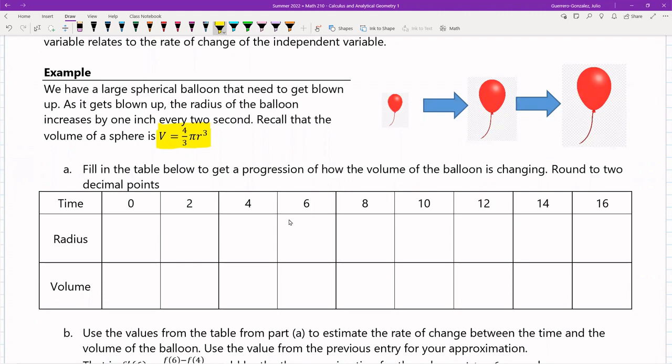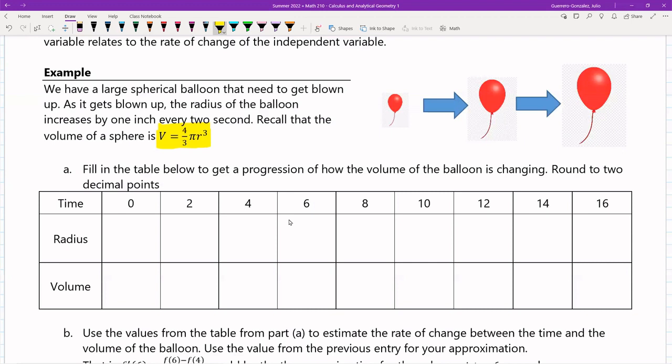Okay. So for this portion of the example, I'm going to do it sort of like the hard way. And I'm going to calculate these things out. So for this table, the very first row has the time: 0 seconds, 2 seconds, 4 seconds, 6 seconds, 8 seconds, so on and so forth. The second row is the radius at that time. And then the third row is the volume that's going to be computed using this equation that's in yellow for the volume of a sphere. Okay, so let's get started.